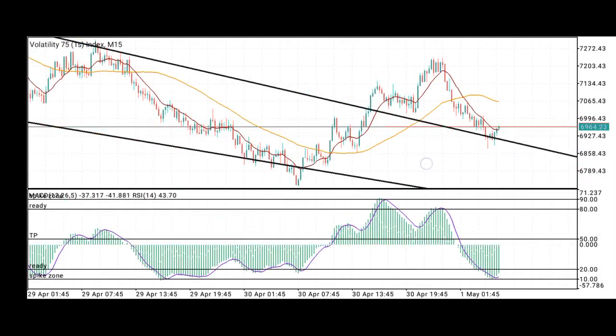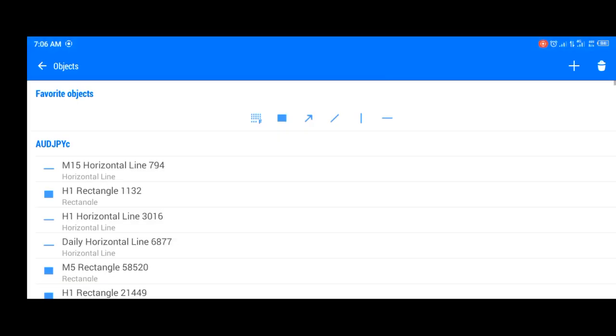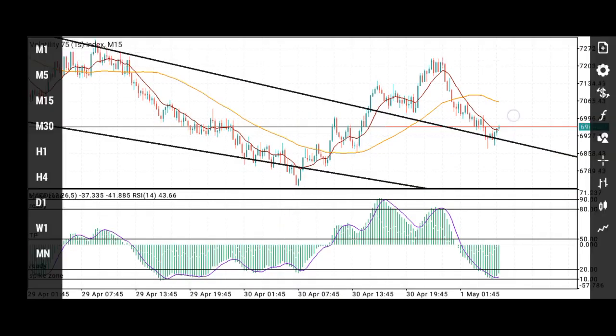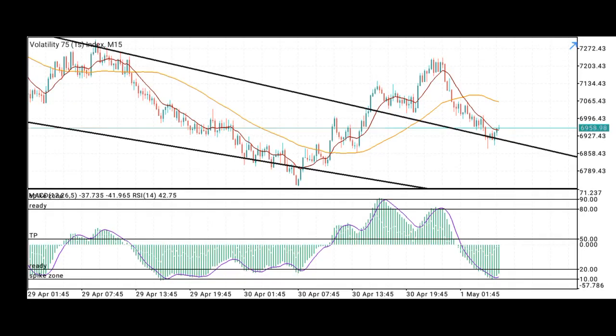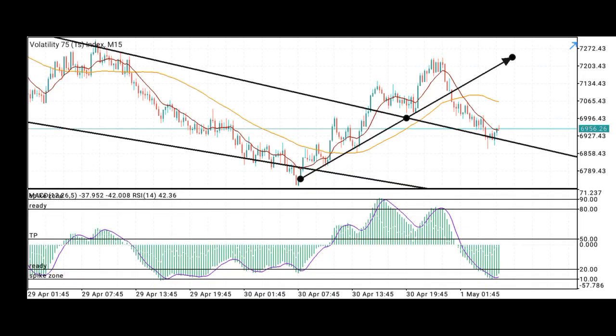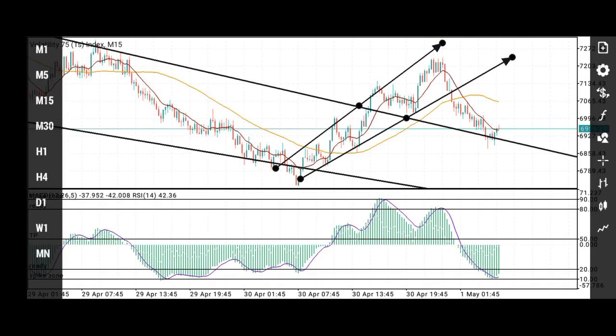Going to the 15-minute time frame, this market shows that it's changing trend. Oh sorry, I need to recheck my arrow. From here the market shows that it's changing trend, breaking out of the support and resistance zone and forming higher highs. After forming the higher highs, the market came for a retest.